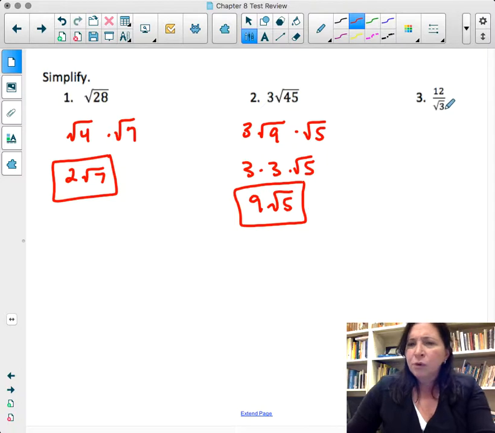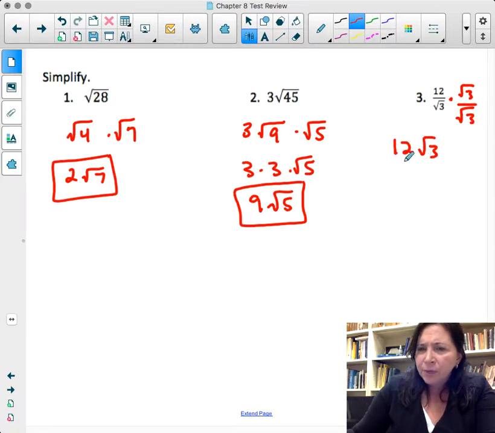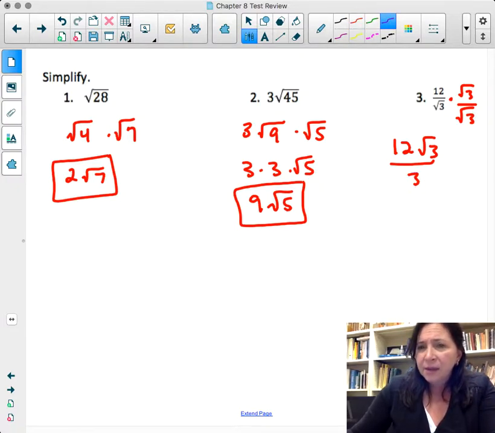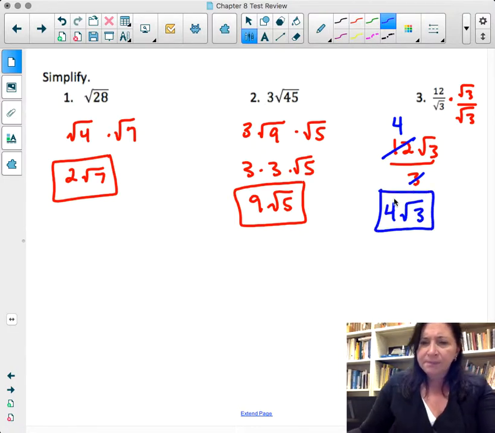You're not going to leave a root on the denominator, so you are going to multiply by whatever that root value is on the denominator. So we have 12 root 3 over root 3 times root 3, which is root 9, 3. Then 3 will cancel into the 12 4 times, and so we get 4 root 3. And so that's this value right here.